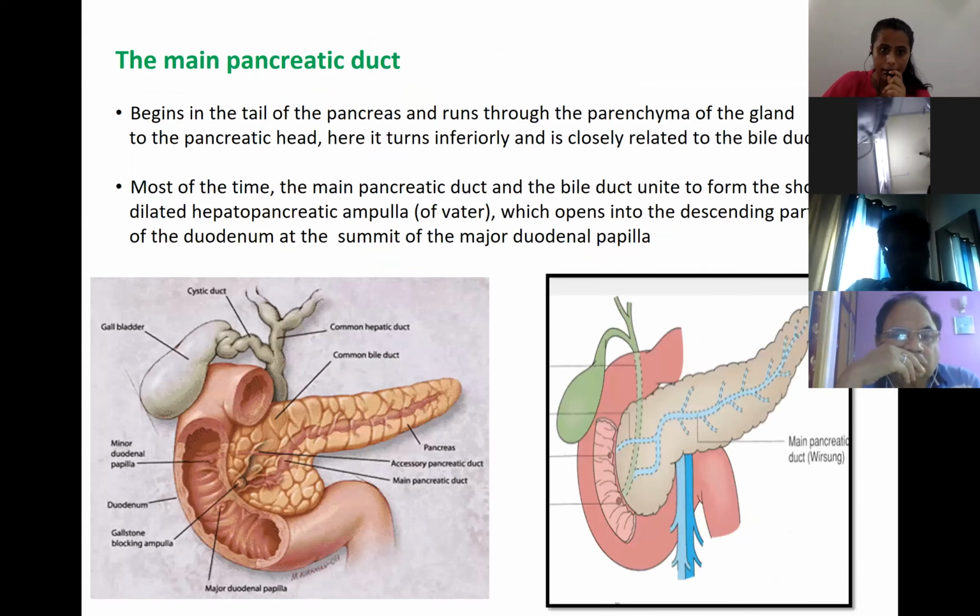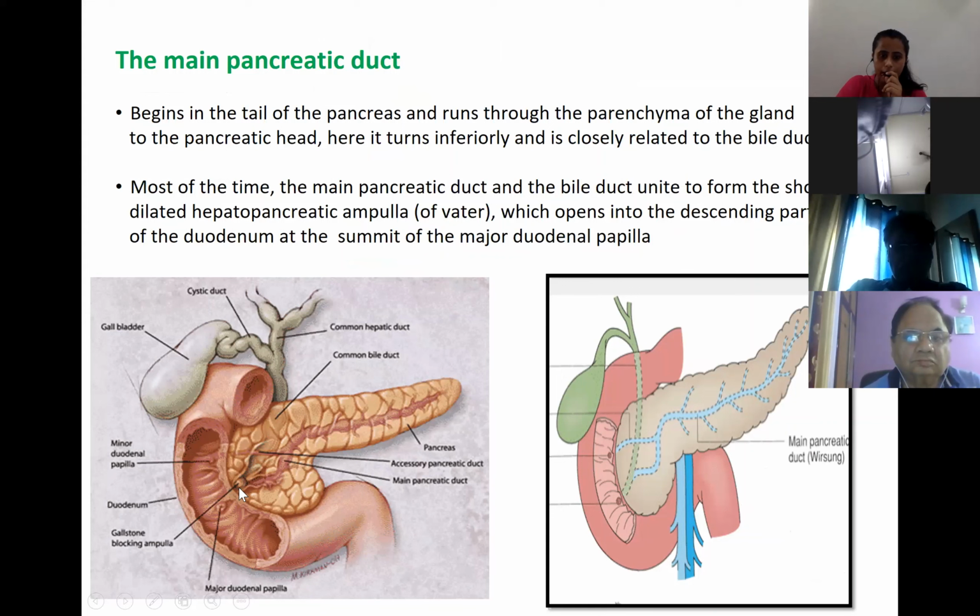Then there is the duct system here. This is the main pancreatic duct. The main pancreatic duct begins in the tail of the pancreas and runs through the parenchyma to the pancreatic head, and there it turns inferiorly and is closely related to the bile duct.